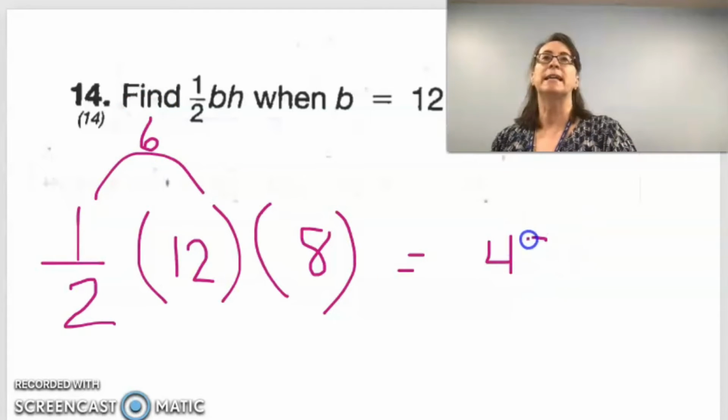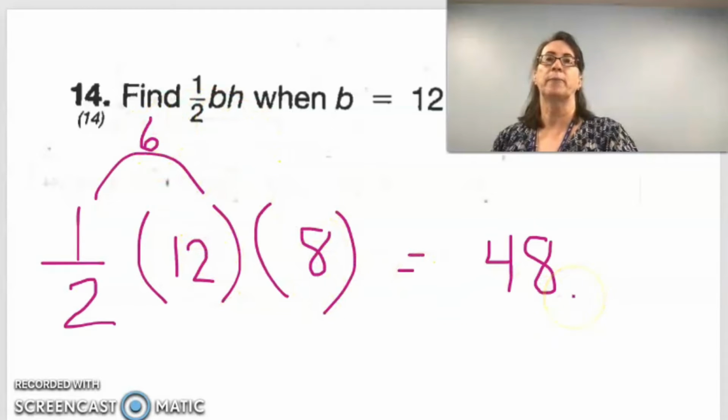1/2 times 12 is 6, and 6 times 8 is 48. Don't you have to have the 8 as well? Well, 6 times 8 is 48. So 1/2 of 12 is 6. Yep. 6 times 8 is 48.